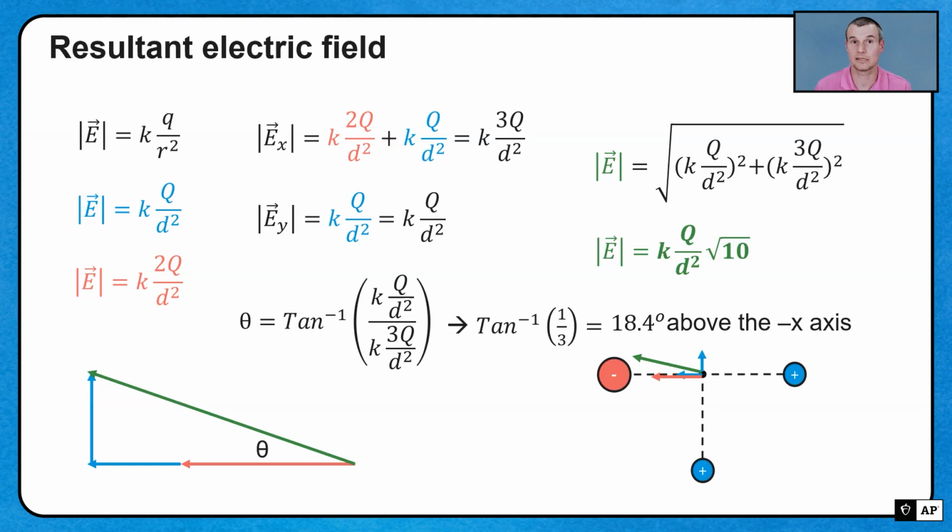So even though we don't know the exact values for Q and for D, because everything's all proportional, it kind of cancels out. We know this is going to have this angle above the negative x-axis. Because again, positive x-axis to the right, negative x-axis to the left, and this angle is above that negative x-axis.